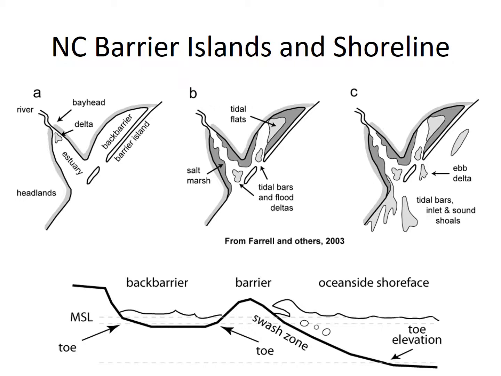So you have the barrier island, and behind the barrier, you have what's called the back barrier. You have deltas, which you've probably learned before, and bayheads. You will also see salt marshes and tidal flats and tidal bars, and then you'll see ebb deltas, inlets, sounds, shoals. And then when you look out and you're looking under the water, you see areas that are called toes. You see a swash zone and toe elevations, and then you have the shore face and again the back barrier.